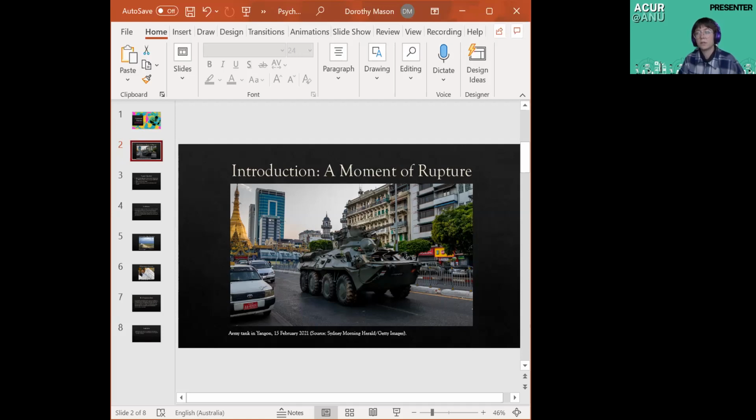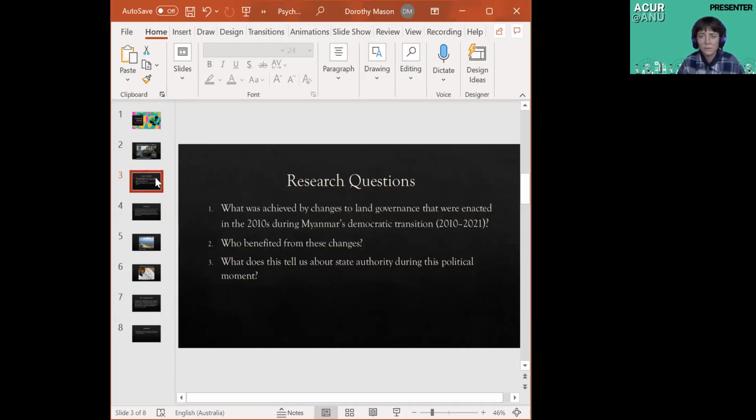And part of my research now, in the context of the political uncertainty that's gripping Myanmar at the moment, tries to understand some of the reform programs that happened in this decade, and specifically land reform. I want to try to understand what was achieved by changes to land governance that were enacted in the 2010s during this democratic transition, because it was a moment of immense dynamic change in the land sector. Who benefited from those changes? And more broadly, what does this tell us about state authority during this political moment in Myanmar's history?